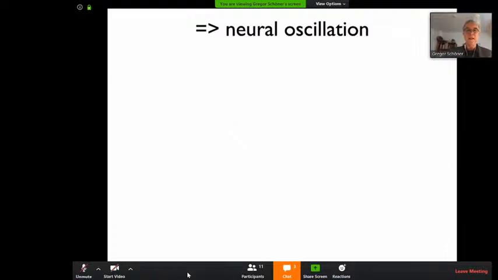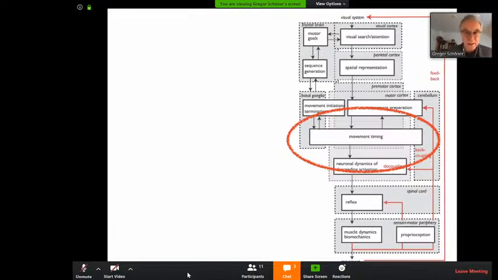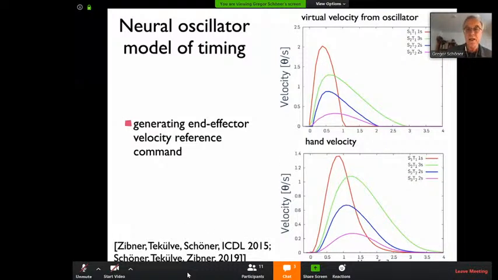Okay. Now, I wanted to use that to jump right into the idea of generating time courses. So I'll start here in the middle, because it's sort of a central property to generate time courses to make movements. And this is, again, summarizing that neural oscillators can generate timing signals. And one thought is that what these neural oscillators do is generate something like a velocity or speed like reference signal. This is from a model that we have.